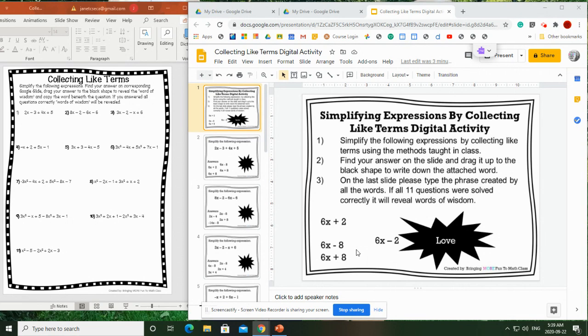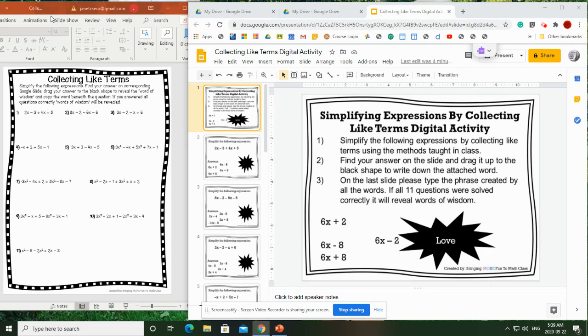I'm going to go over the activity of collecting like terms that's on Google Slides. So in the download, you're going to get access to this Google Slides activity. And also in the download is a worksheet that students can print off or that you can provide your students, or students can just simply copy the questions down and do the answers on a lined sheet of paper. Part of this activity will be submitting their work as the last slide, so pictures of their work.